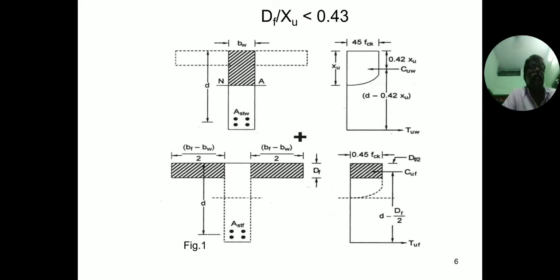Our sketches will be over. That is the web and flange. Compressive force into lever arm, for the web and flange. ASTW means area of steel for the web. ASTF means area of steel for the flange.